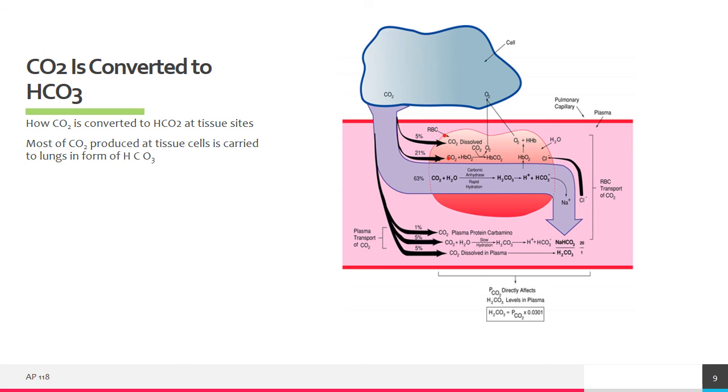About 21% of the carbon dioxide combines with hemoglobin to form a compound called carbamino hemoglobin. Most of the carbon dioxide, about 63%, is transported from the tissues to the lungs in the form of bicarbonate.